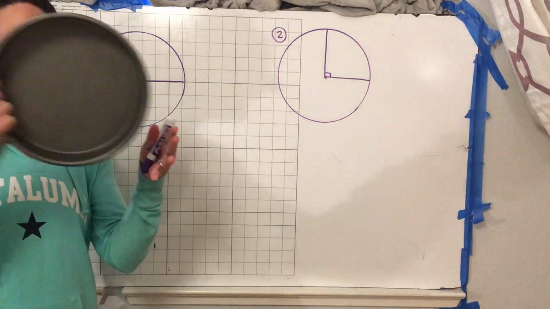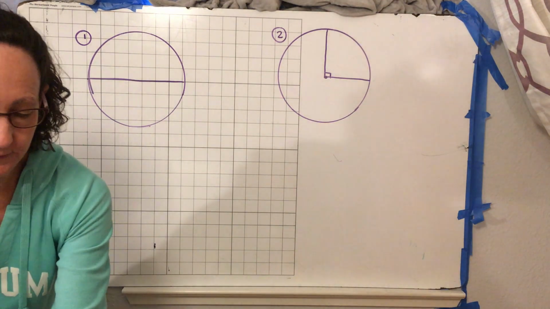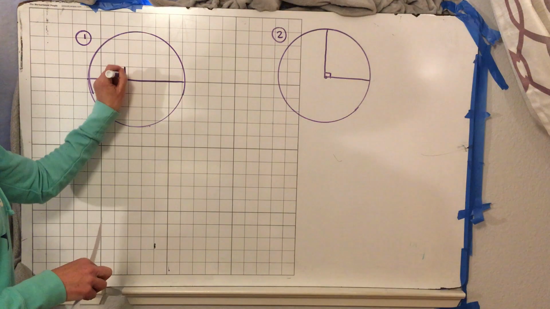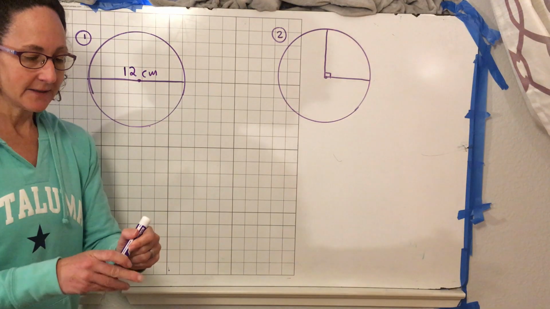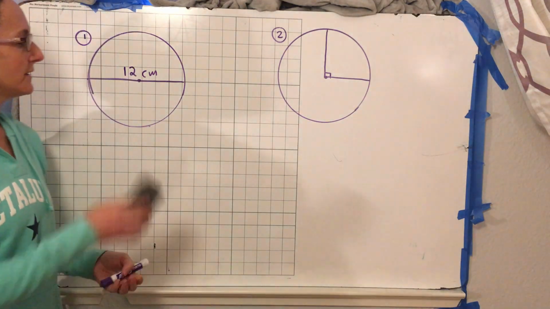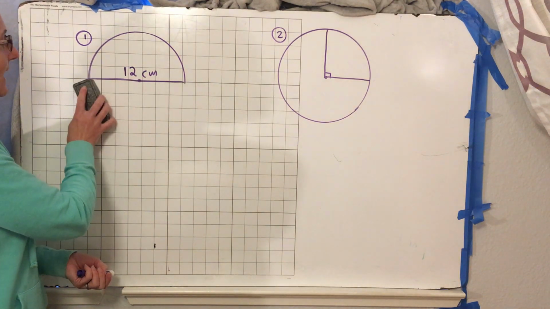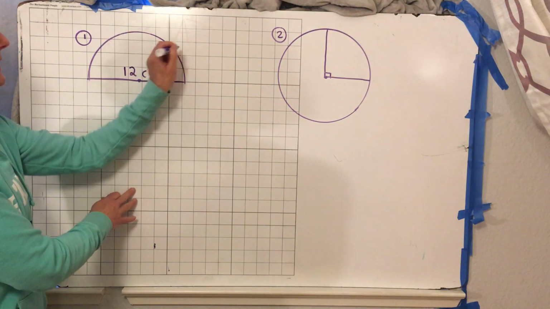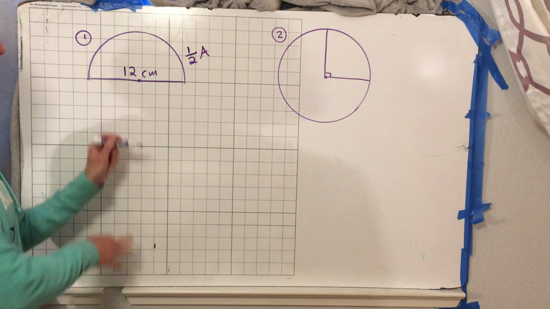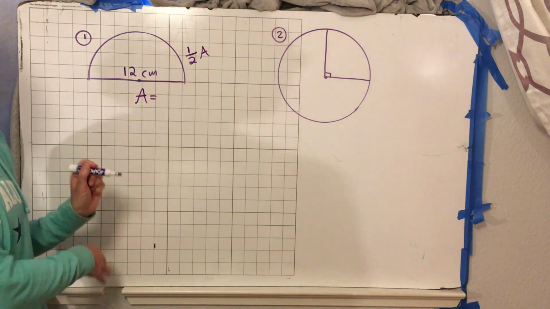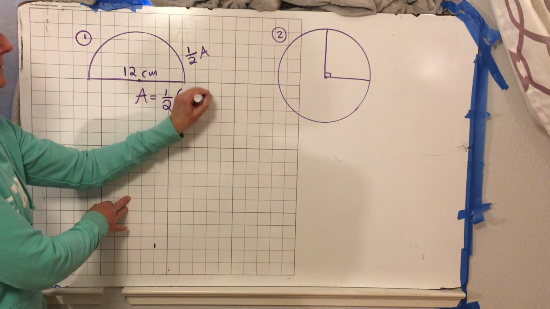So I took my cake pan and I drew you guys two circles, okay? The first one is going to have a diameter of 12 centimeters. Remember, diameter is all the way across. But instead of finding the area of the entire circle, we're actually going to erase this part of it. So by erasing this part of it, the area is now half of what it used to be. So we're going to find half of the area. All you have to do is find the area of the entire circle, but then just use half of it. So it's half the area of the circle, okay?